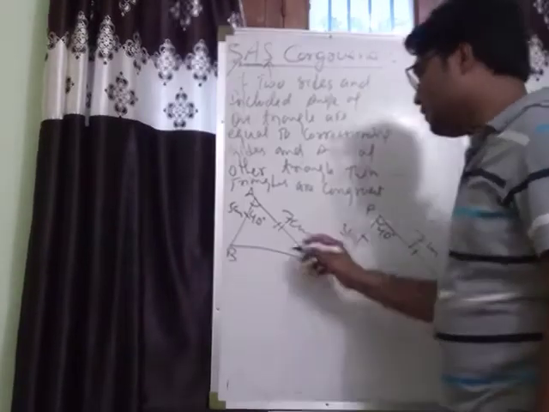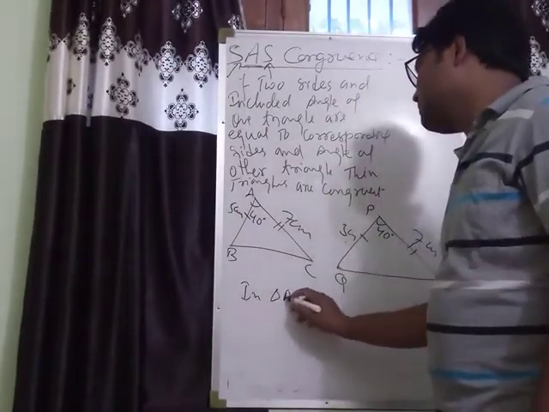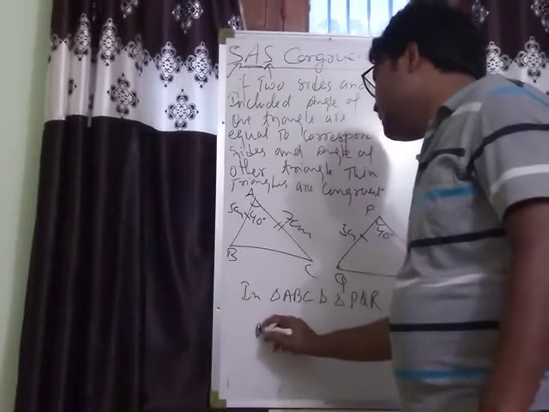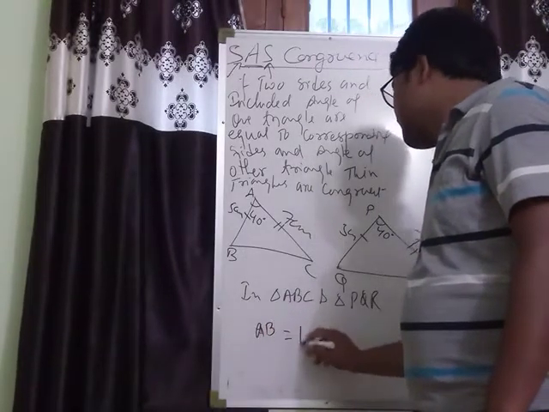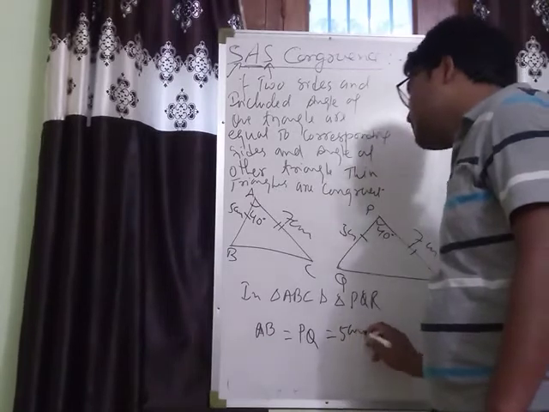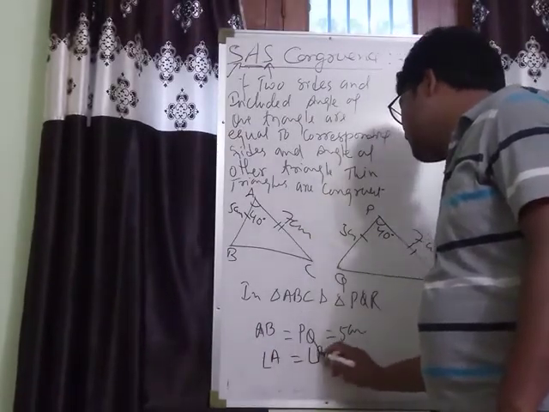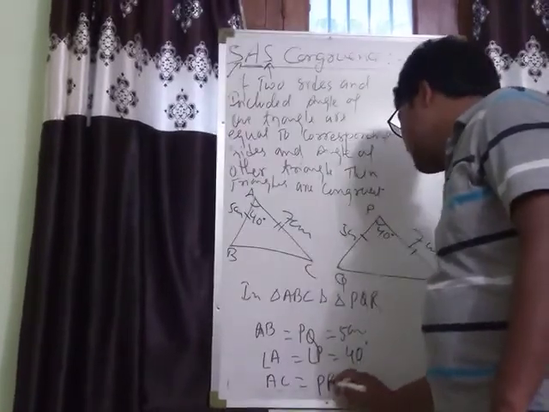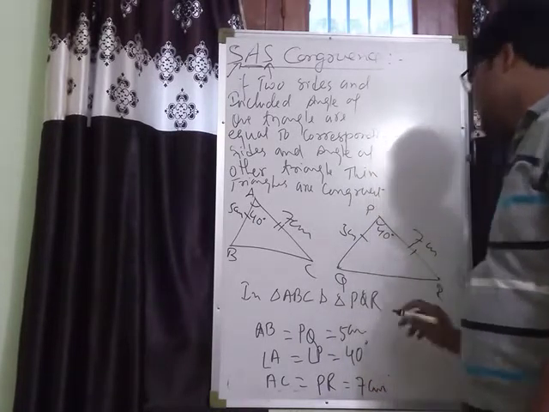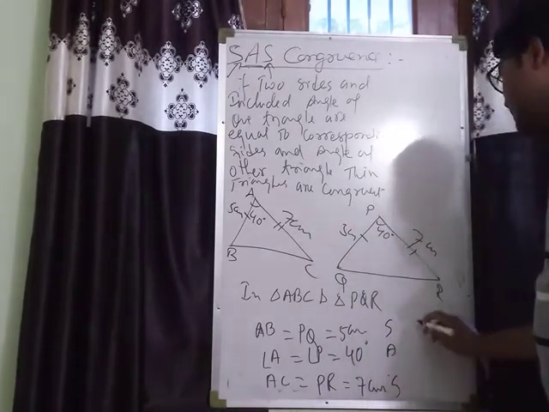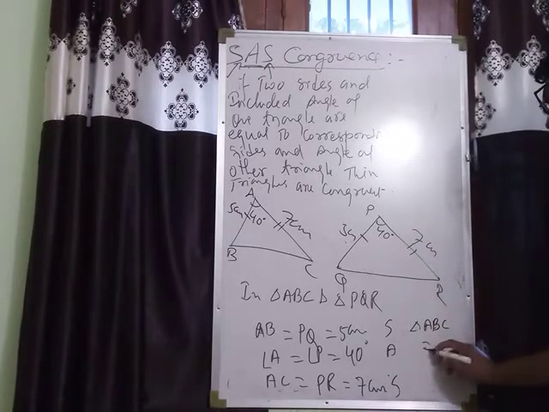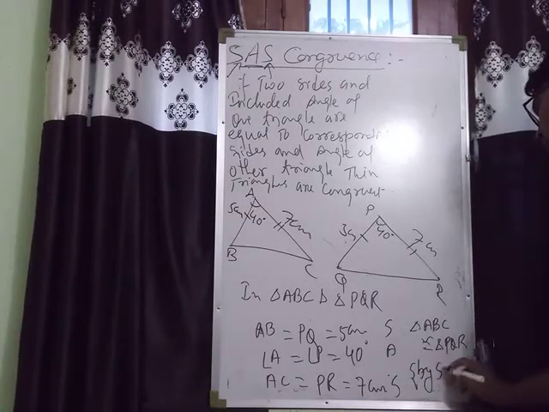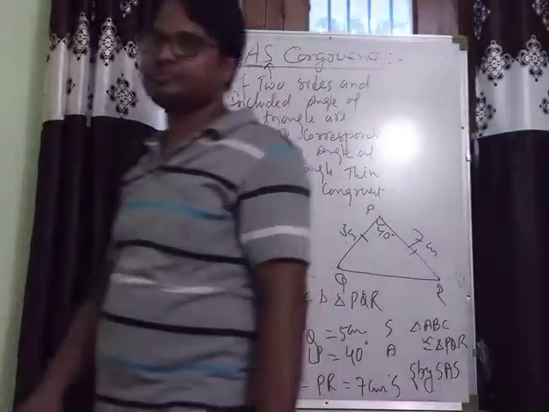Okay. Now in these two figures, in triangle ABC and triangle PQR, AB equal to PQ, both are 5 centimeter. Angle A equal to angle P, both are 40 degree, and AC equal to PR, both are 7 centimeter. So by side angle side property, triangle ABC is congruent to triangle PQR by side angle side congruency rule. Okay.